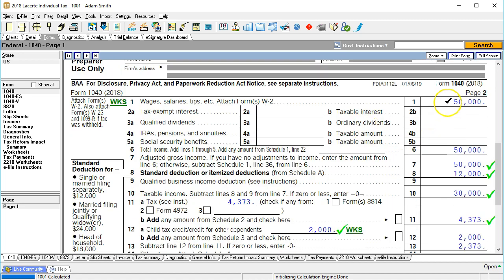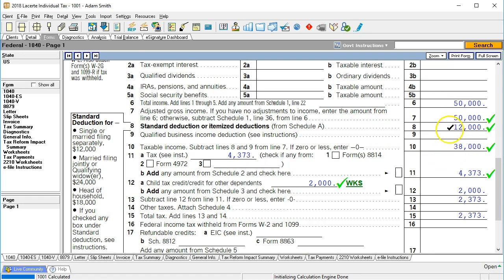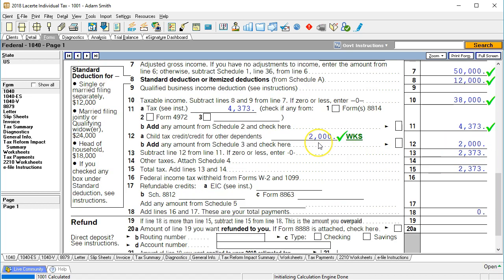And now notice we have the calculation with that basic example where we do have a qualifying child, $50,000. We have the standard deduction, $12,000. We have the $38,000 taxable income then. And then we have the tax, $4,373, and then the deduction, the child tax credit, $2,000 to bring us to the $2,373. So that's going to be our basic example.